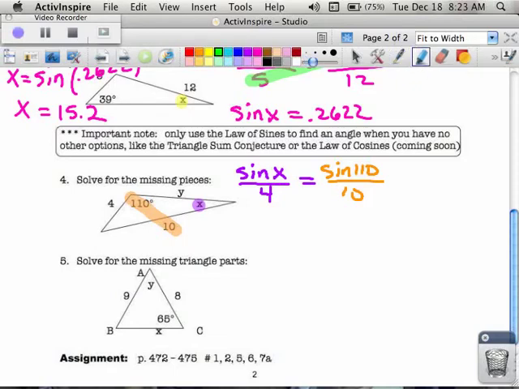So I'm going to multiply 4 times the sine of 110, and then I'm going to divide by 10. When I do that, I didn't find x, but I did find the sine of x. So I will have the sine of x equals whatever I get when I multiply those out.